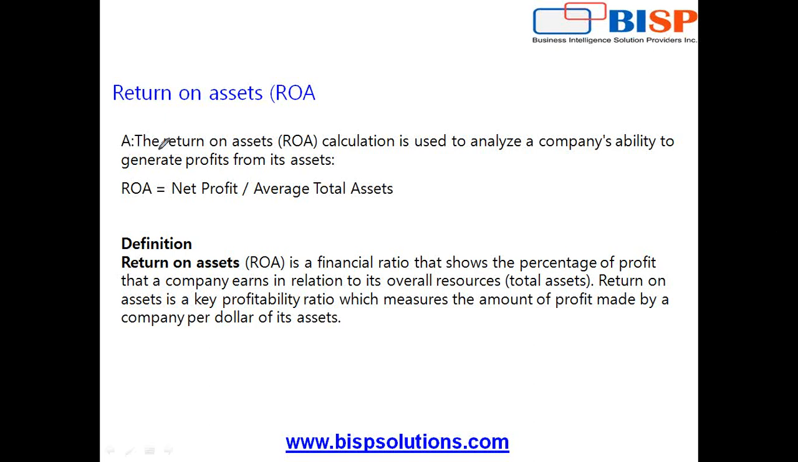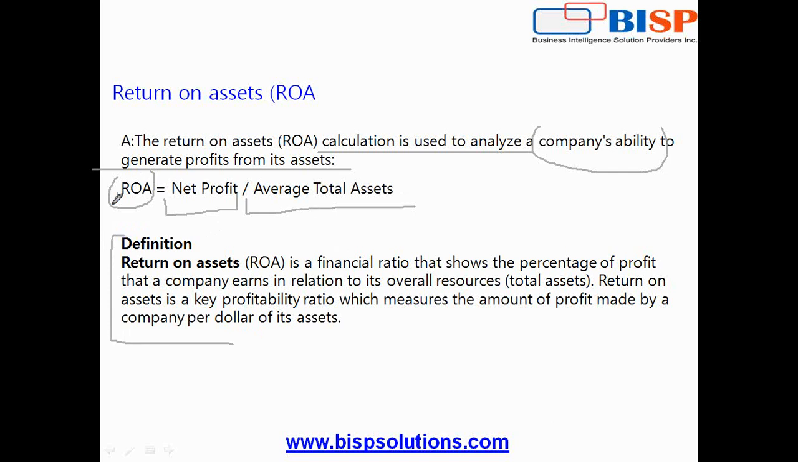As per the definition, return on asset is used to analyze a company's ability to generate profit from its assets. So RoA equals total net profit divided by average total asset. I've given an alternate definition in the second part of my slide, but we'll take this formula, write the same formula into HFM Calculation Manager, and test the outputs as well.